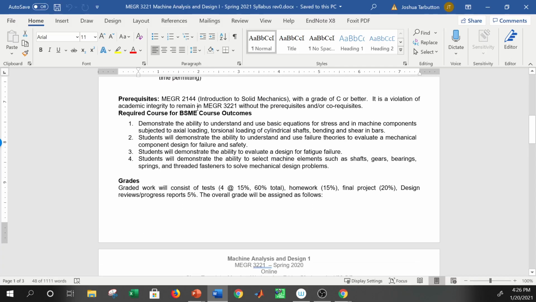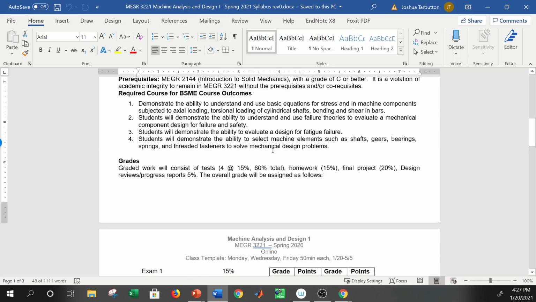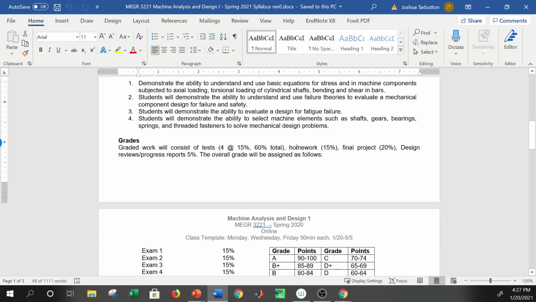What I hope you get out of this is that you can use the basic equations for stress in machine components subject to different loading conditions and be able to see how safe designs are. You have to understand the failure theories, pick which failure theory applies to your design, and design against failure and for safety. And obviously you have to be able to select the right components to solve the problems you want to solve with your machine, using shafts, gears, bearings, springs, fasteners, and welds.